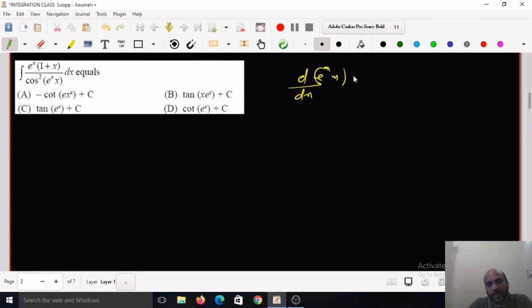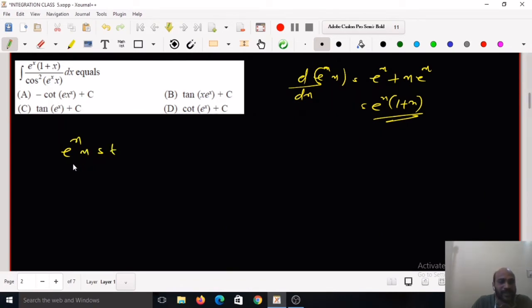Just check. You have to use the product rule. e raised to x into derivative of x is 1, plus second function into derivative of e raised to x, that is e raised to x. So e raised to x into 1 plus x is the derivative of e raised to x into x, which we can see in the numerator. So we have to take e raised to x into x equal to t.